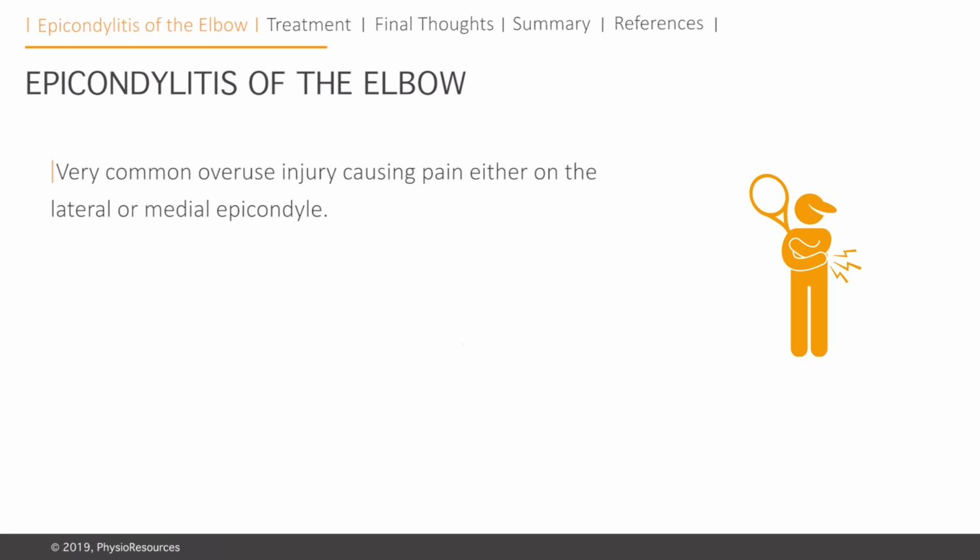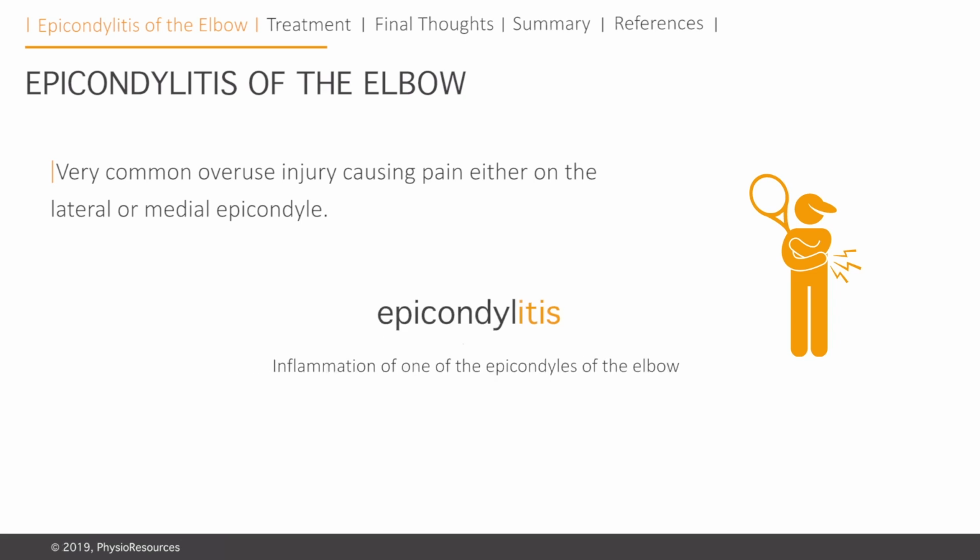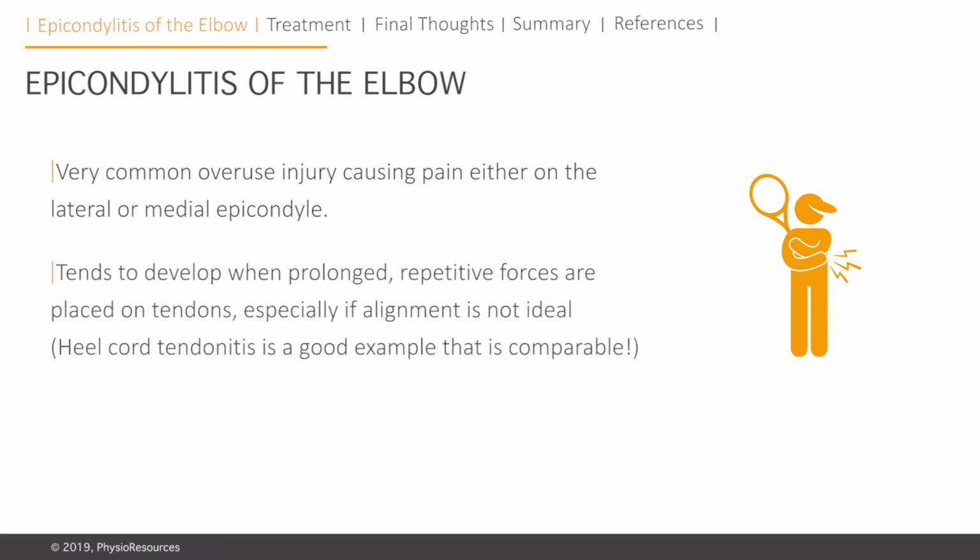Now, just for quick definition's sake, the word epicondylitis, the last four letters are itis, which is a Latin derivation meaning inflammation of. So epicondylitis is textbook defined as inflammation of one of the epicondyles of the elbow. And this tends to happen when prolonged repetitive forces are placed on the tendons. And in my opinion, this can especially happen when the alignment is not ideal. And this non-ideal alignment can, of course, occur all over the body.